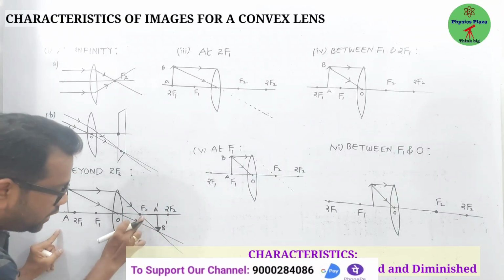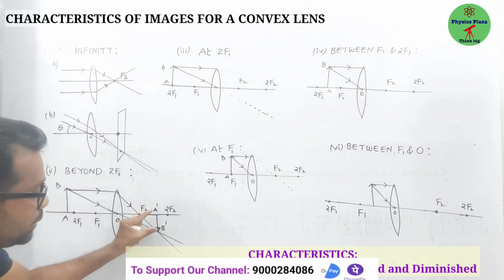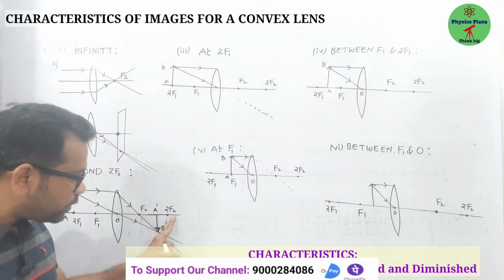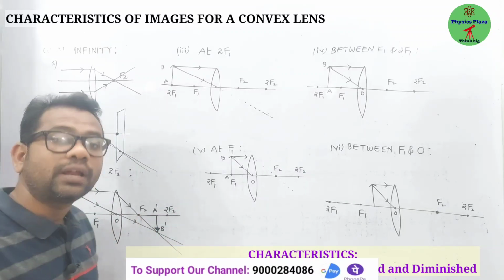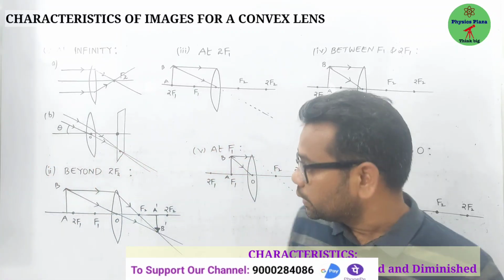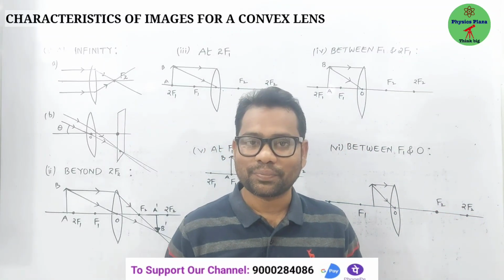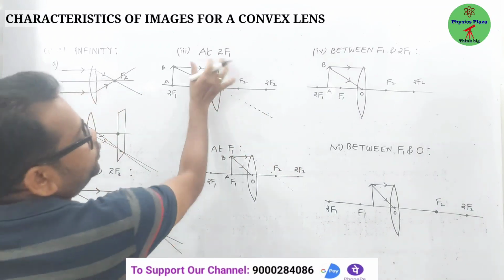It is a real image, and you can see it is inverted and diminished, which means the size of the image is less than that of the object. So the image is formed between F2 and 2F2. It is real, inverted and diminished. This case of the convex lens is used as a camera lens. Okay, fine. Third one, children.